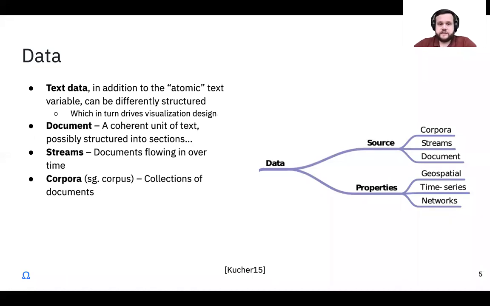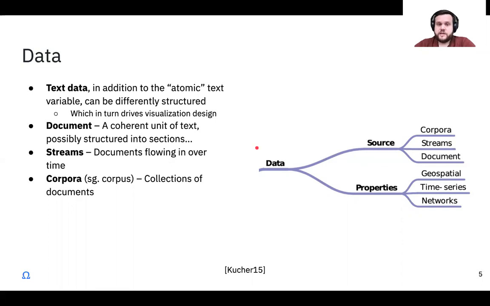Note that text data, in addition to the atomic text variable, where you just have free text clumped up together, can be differently structured, which in turn drives visualization design. So that's this source branch of the taxonomy. So we can have a document, which is a coherent unit of text, also possibly structured into sections. It can even contain images. So that's one kind of basic structure unit.